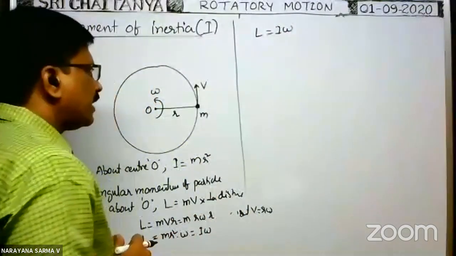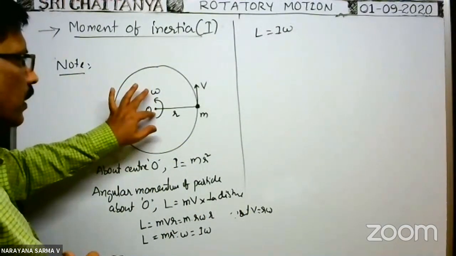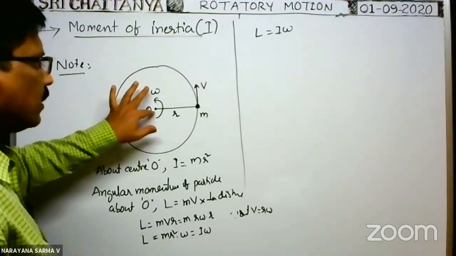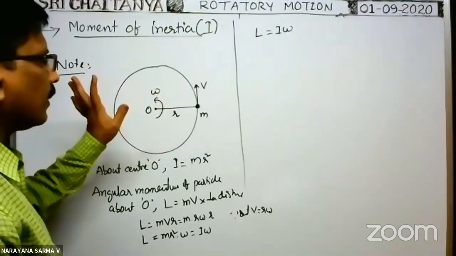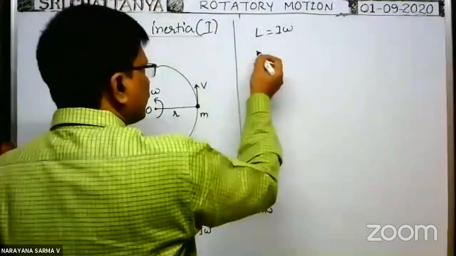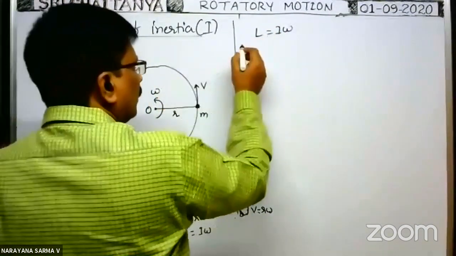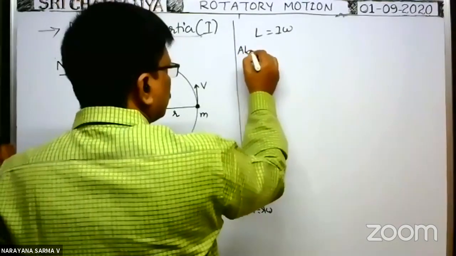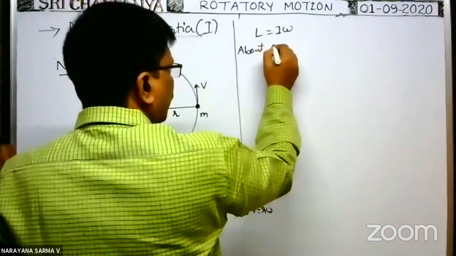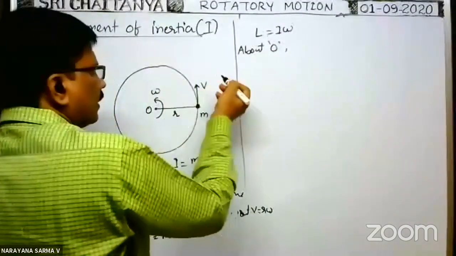Here, whenever the axis of rotation is fixed, the moment of inertia does not alter. Then, because it is the moment of inertia about O, it is the angular momentum about O only. About O itself, that means about the center of the circular path only.